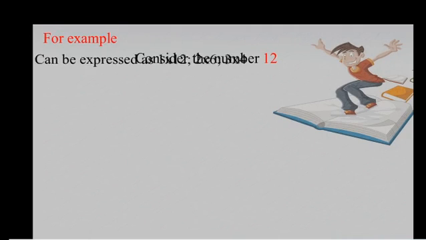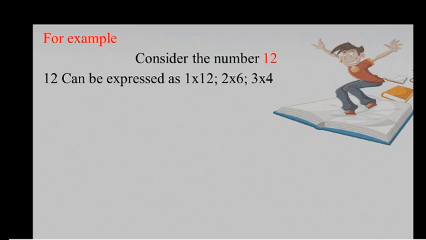And one more example. Consider the number 12, which can be expressed as 1 into 12, 2 into 6, 3 into 4. When you divide, you can easily identify the factors, isn't it? So 12 divided by 1 will get 12. There is no remainder, and 12 divided by 2 will get 6. Here also there is no remainder.